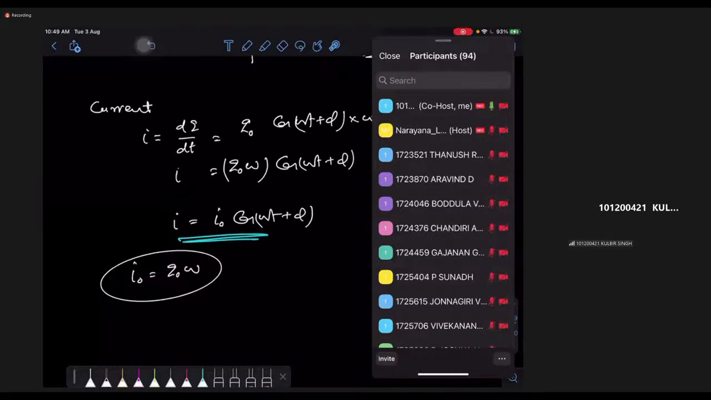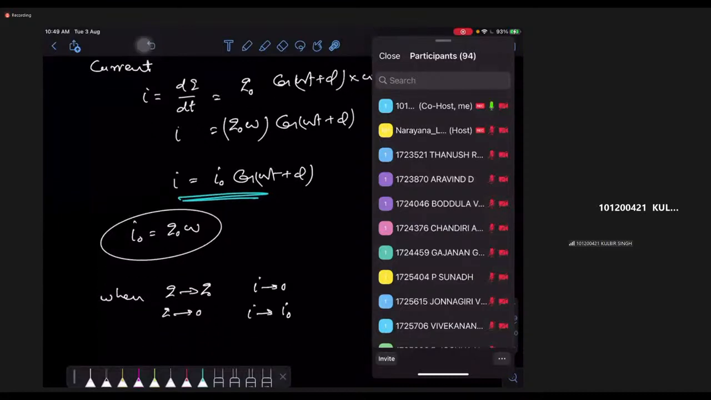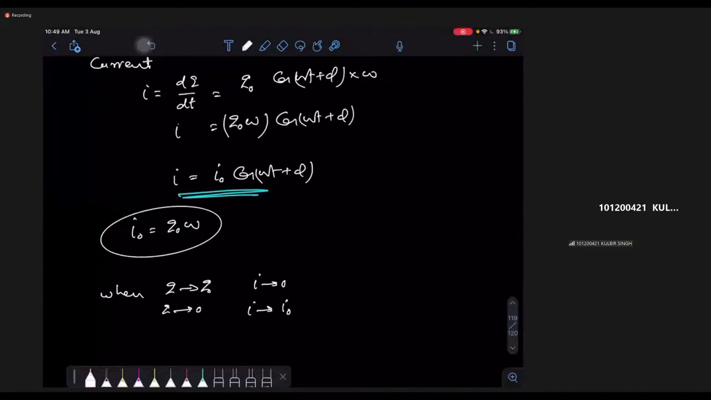So in this case, when my charge goes to its maximum value, your current goes to zero value. And when the charge goes to its zero value, the current goes to its maximum value, right? So it's going to have a kind of oscillating 90-degree phase difference. That's going to be called here as 90 out of phase. So charge and current are 90 degrees out of phase.